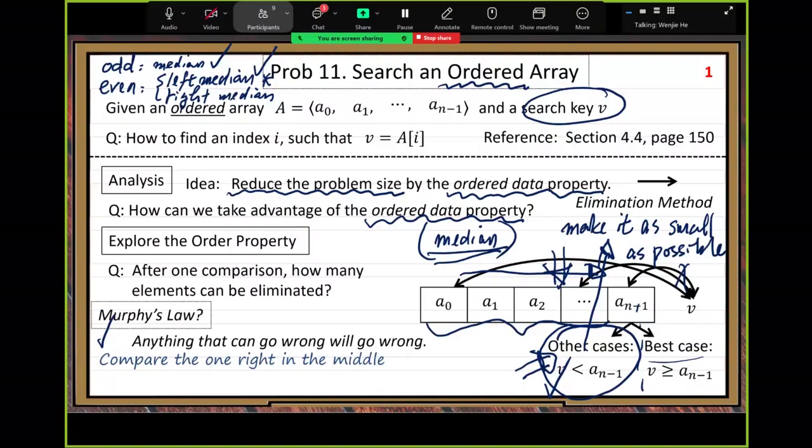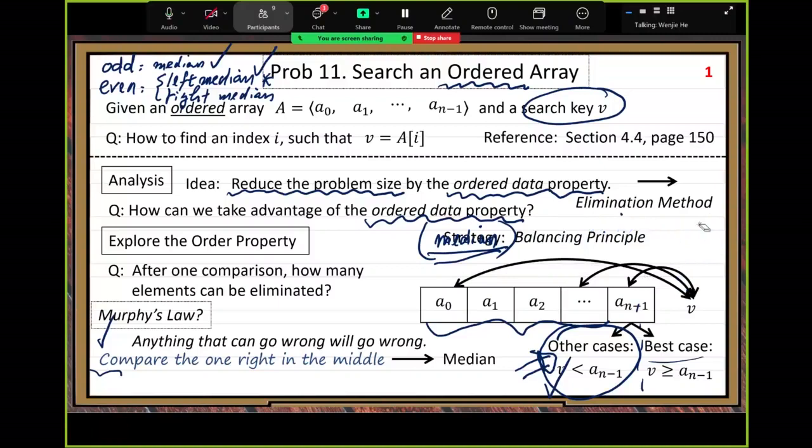So now you can see that after we change our comparison strategy, we compare the key with the median. Another way to understand this strategy is the balancing principle. Let me explain a little bit. Balancing or balance principle.